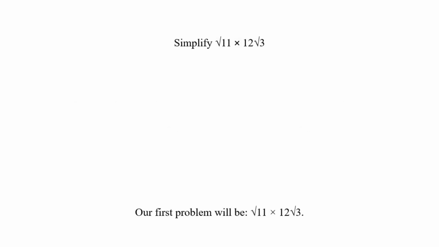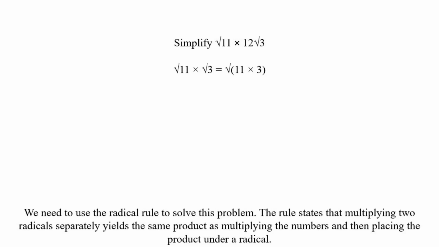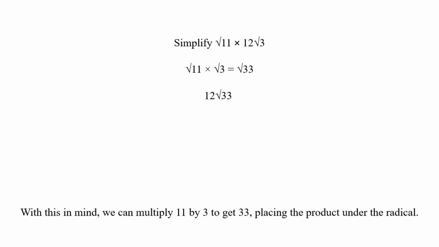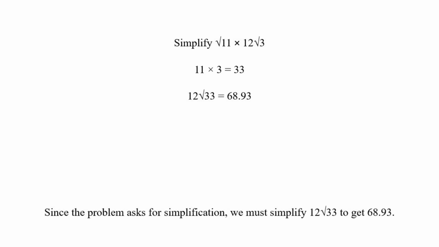Our first problem will be, the square root of 11 times 12 times the square root of 3. We need to use the radical rule to solve this problem. The rule states that multiplying two radicals separately yields the same product as multiplying the numbers and then placing the product under a radical. With this in mind, we can multiply 11 by 3 to get 33, placing the product under the radical. Since the problem asks for simplification, we must simplify 12 times the square root of 33 to get 68.93.